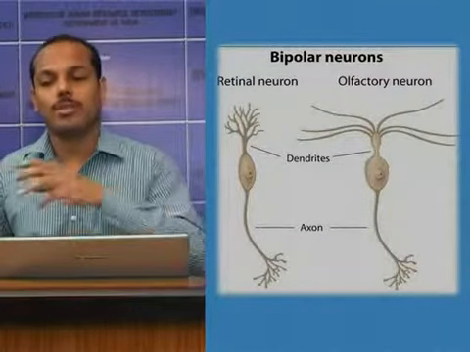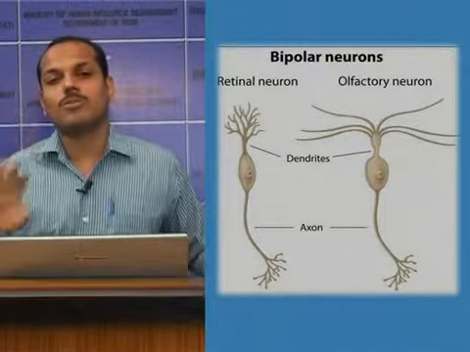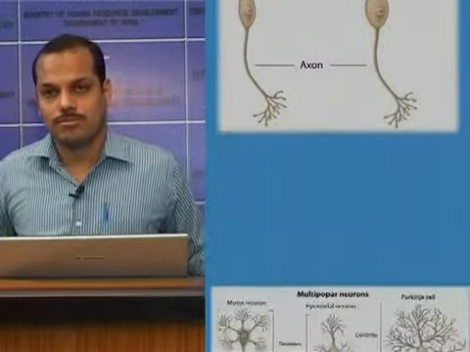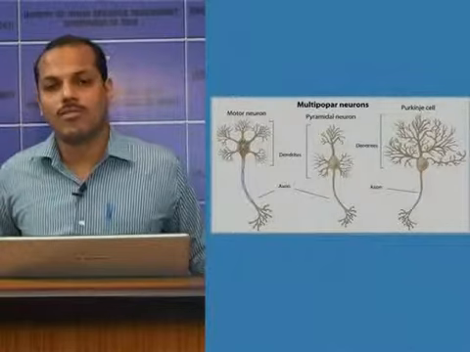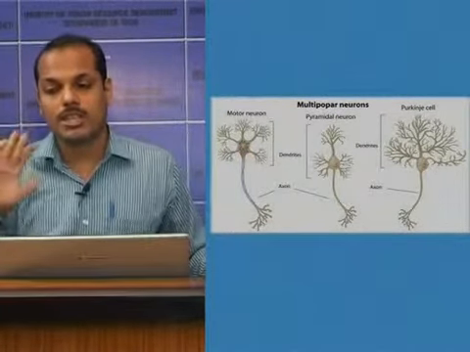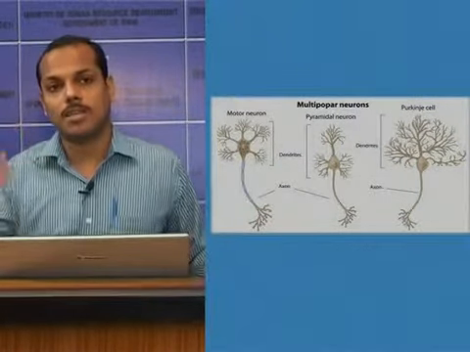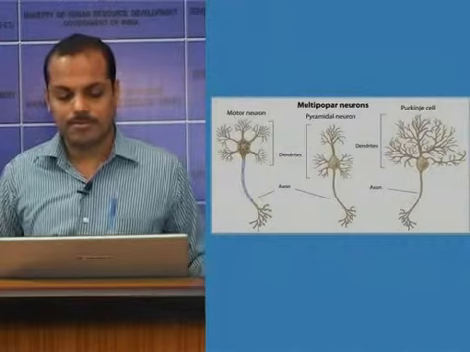So all the neurons will be having a cell body and processes. The processes may be dendrites and axon. All the neurons will be having at least one axon. Sometimes dendrites may be there, sometimes dendrites may not be there, sometimes one dendrite, sometimes multiple dendrites may be there.